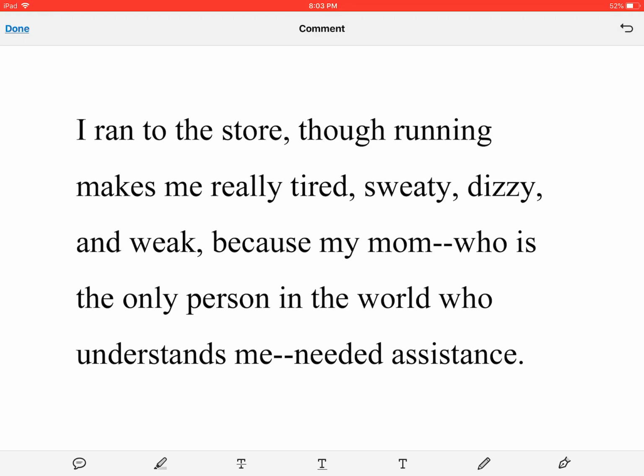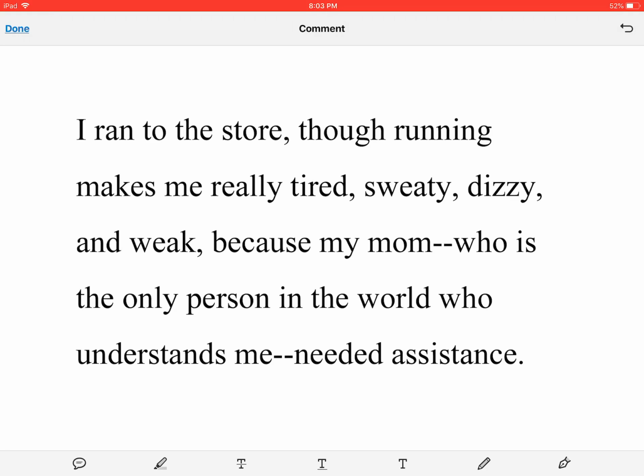So let's say we have the sentence, I ran to the store, though running makes me really tired, sweaty, dizzy, and weak, because my mom, who is the only person in the world who understands me, needed assistance. It's such a long sentence, it has so much detail that once you get to the end of it, you kind of forget what started it, right? Like what was in the beginning of it.